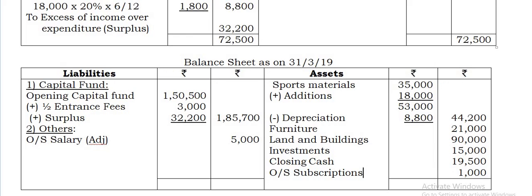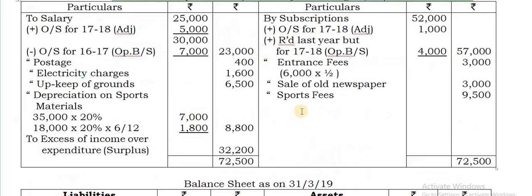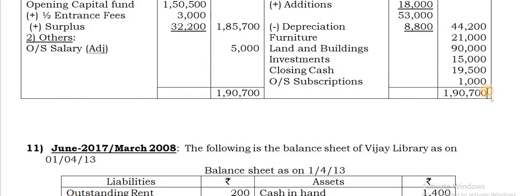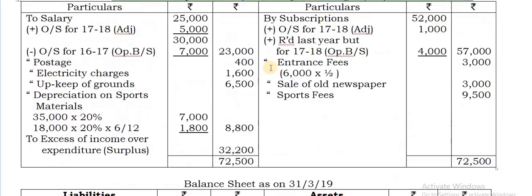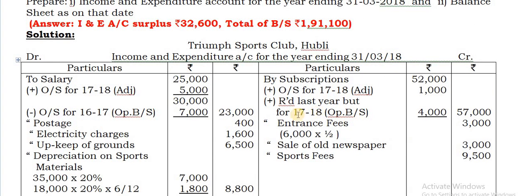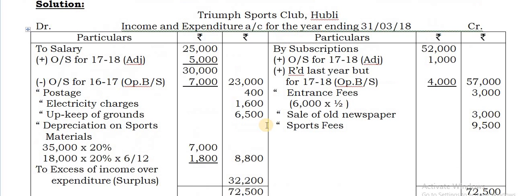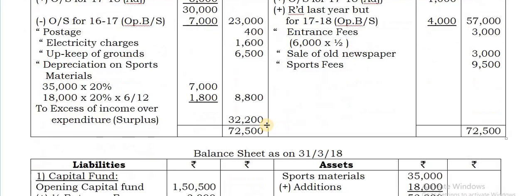So total 1,90,700. That's all. Here it is wrong, you make it as 1,90,700 here. Okay, these two are rectifications. This is 2018, 31/3/2018, here also the same, 18. So this answer you please rectify. Okay, this is the changed answer for you. Pause and write it down.